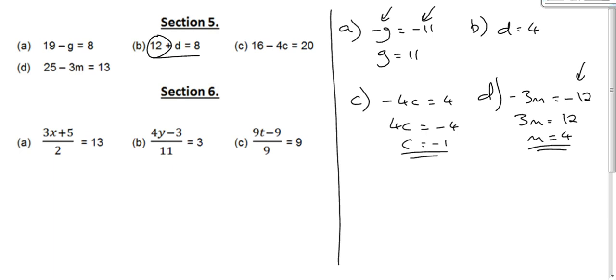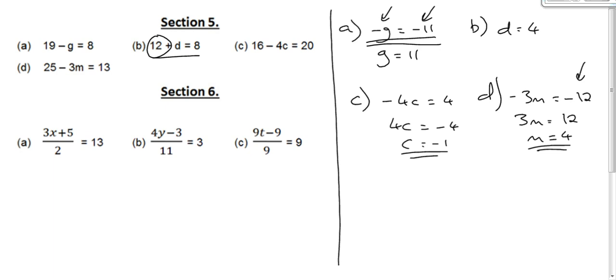So that's how to deal with the ones where you've got a negative letter. Get rid of the other bits and pieces first, just like we always do. And then if the letter is negative, like in A, we change the sign on the letter and we change the sign on the other side.